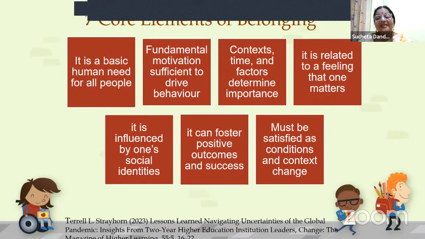And it must be satisfied as conditions and context change. Remember that this is a very dynamic process. I think Maria talked about dynamism in the role, but here I'm saying that even in the sense of belonging, it has to be dynamic and things change. Sometimes I may feel I belong, and there are times when something goes wrong and I feel dejected and I feel I do not belong.